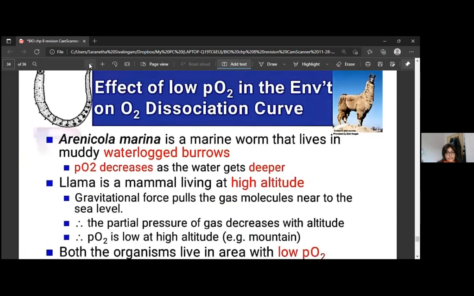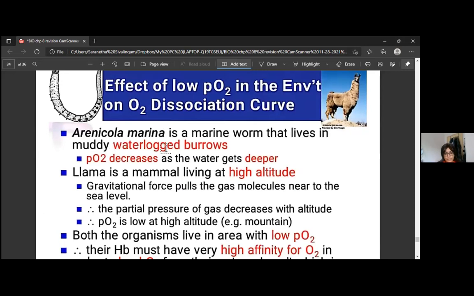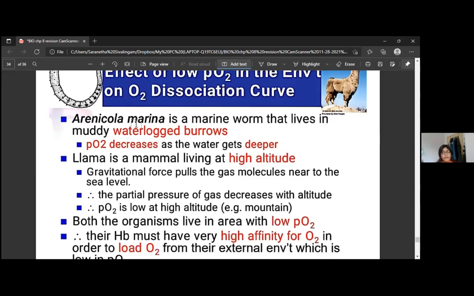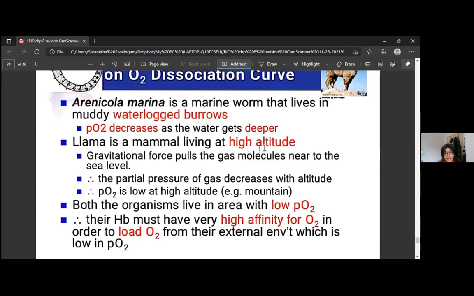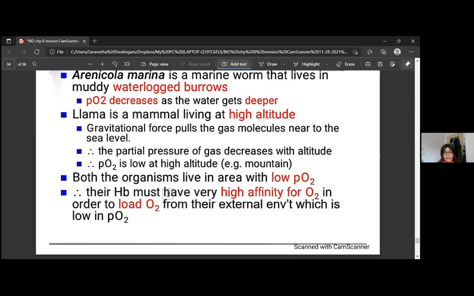Okay. So next, I'll talk about the effect of low partial pressure of oxygen in the environment on the oxygen dissociation curve. So I'll be focusing on the llama. Llama is a mammal living at high altitude. So at higher altitudes, the air is thinner, so there's lower partial pressure of oxygen. The partial pressure of gas decreases with altitude, and the partial pressure of oxygen is lower at high altitude. So the llama's hemoglobin must have very high affinity for oxygen in order to load oxygen from their external environment, which is low in partial pressure of oxygen.